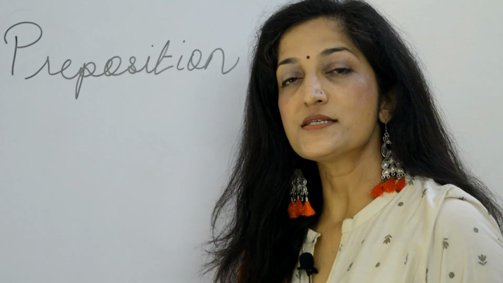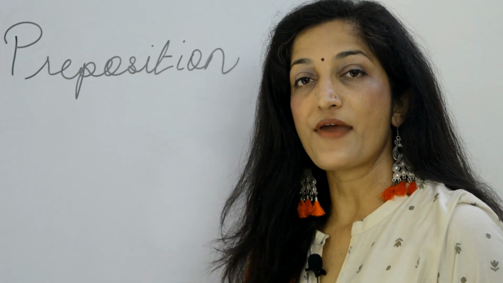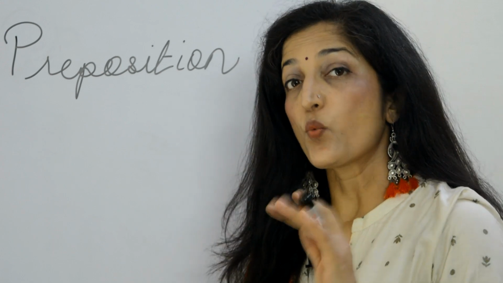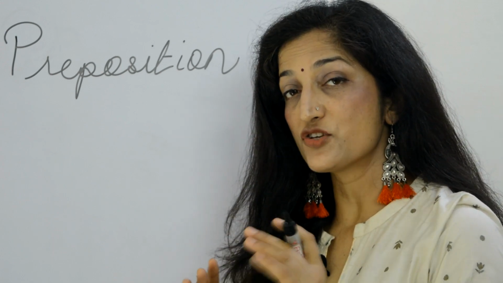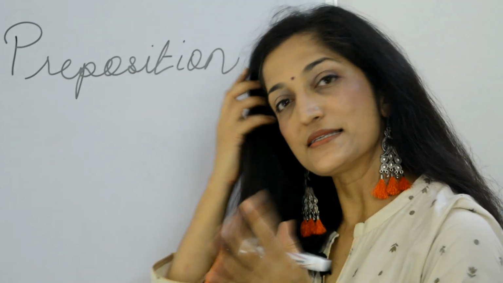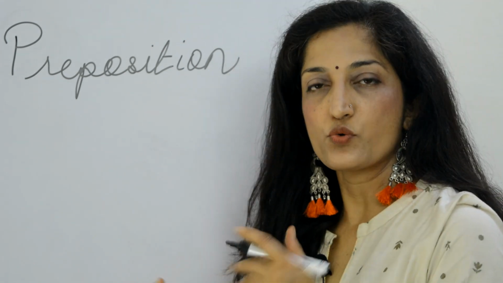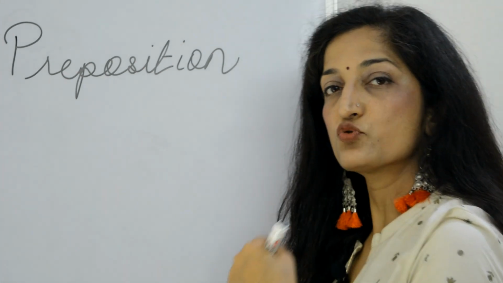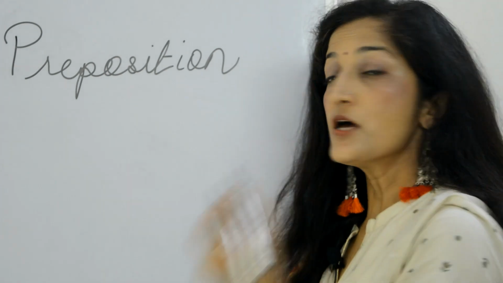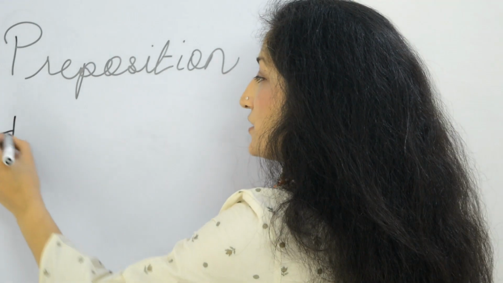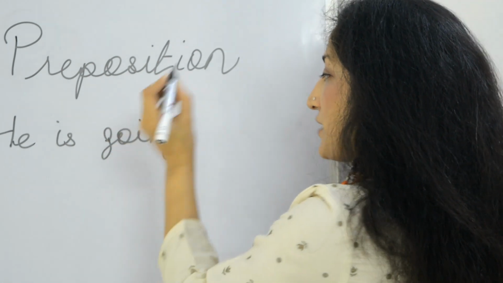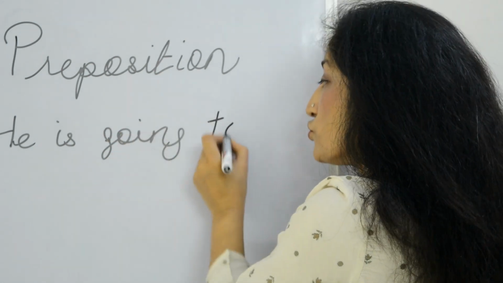Okay, now just as we did our helping verbs like is, was, am, they are helping verbs which join the subject and the verb, right? He is coming, he is going. Now we want to take the sentence a little further. He is going to the market. So how do we join it further? He is going where? To the market.